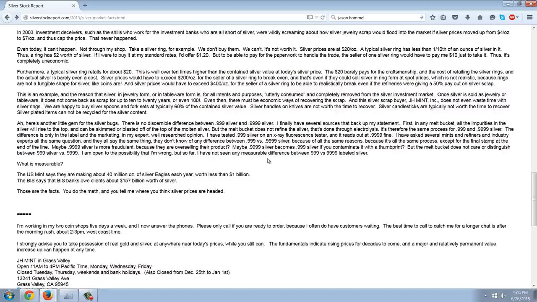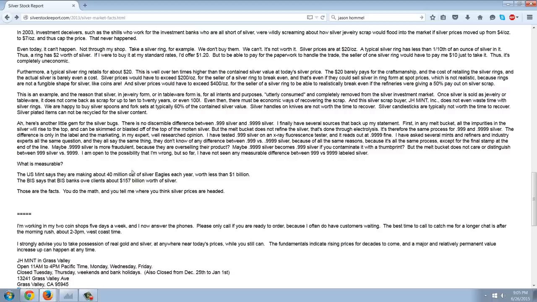In my experience, well-researched opinion, I tested 999 silver on an X-ray fluorescence tester, and it read out at 9999. I've asked several mints and refiners and industry experts all the same question, and they all say the same thing. They don't know any difference between 3.9s and 4.9 silver, because it's all the same process, except for the final stamp at the end of the line. So that's kind of interesting.